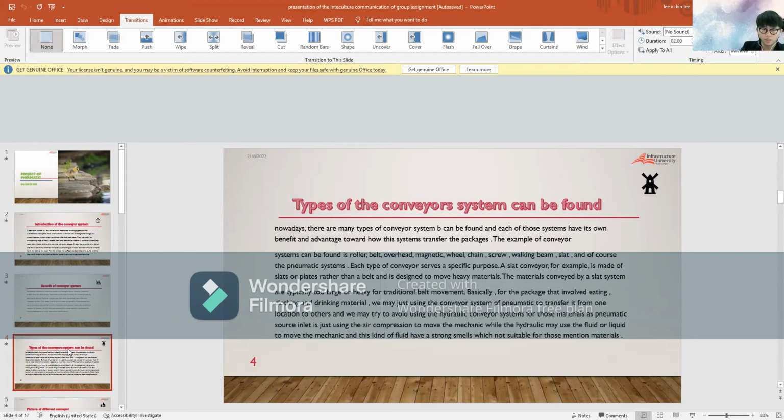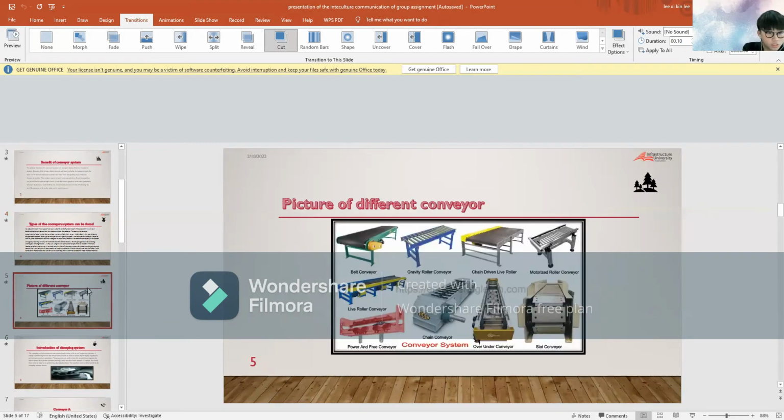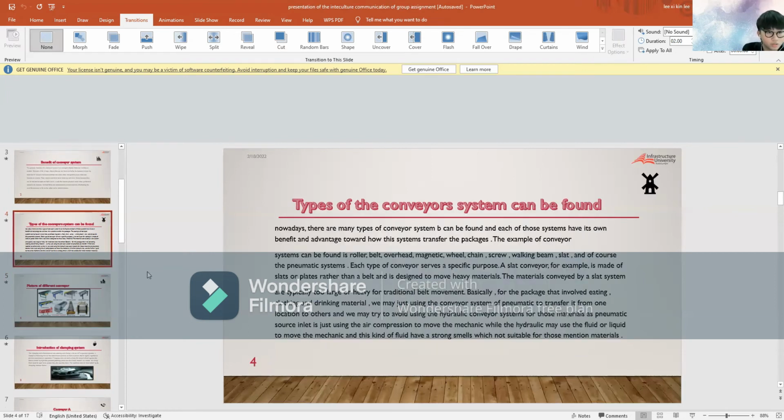For example, a slat conveyor is made of slats or plates rather than a belt, and is designed to move heavy material. The materials conveyed by a slat system are typically too large or heavy for traditional belt movement. Which is the slat conveyor? I will show you. Yeah, this is the slat conveyor that I just talked about.